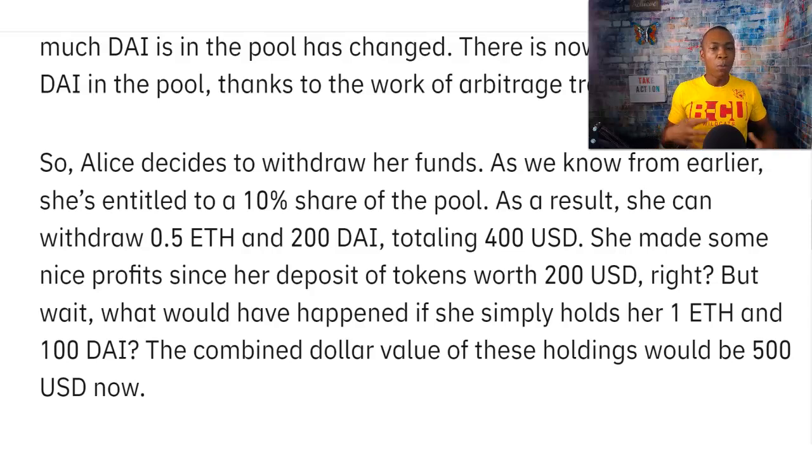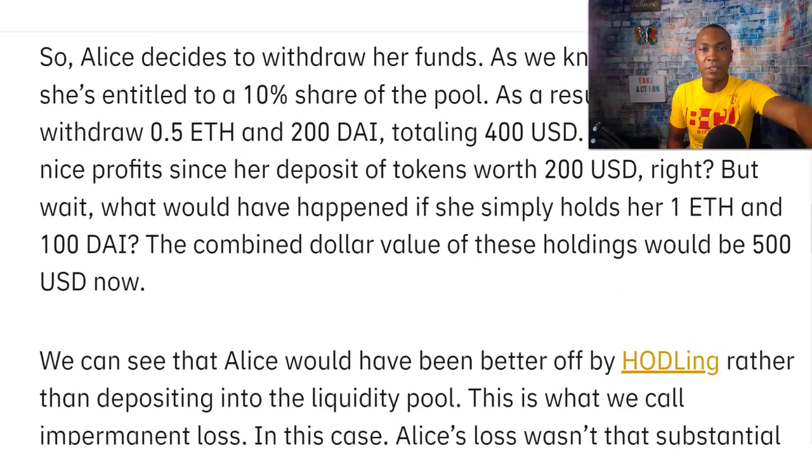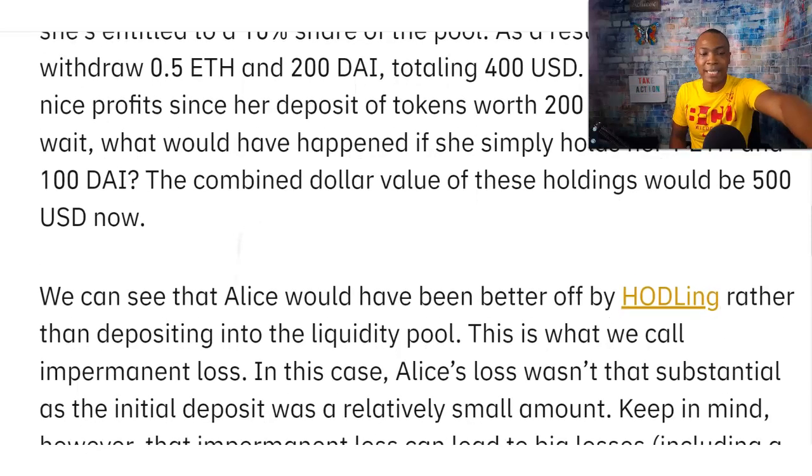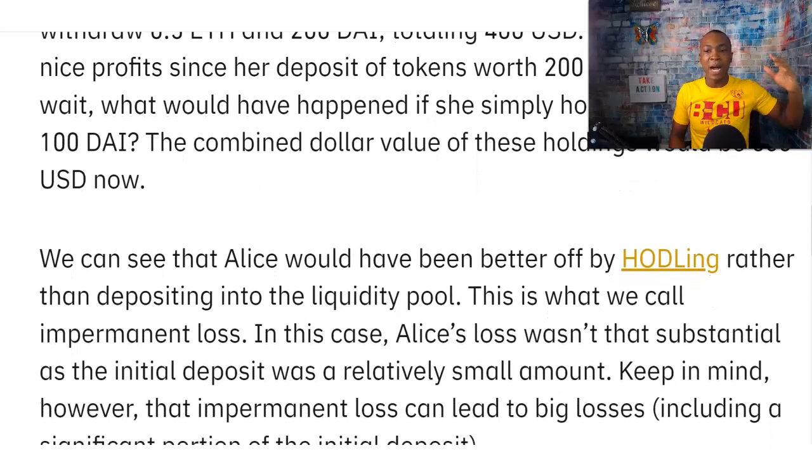But wait, what would have happened if she simply held her 1 Ethereum and 100 DAI from earlier? The combined dollar value of these holdings would be 500 USD now. She just would have waited. We can see that Alice would have been better off by hodling rather than depositing into the liquidity pool. Yes, obviously. This is what we call impermanent loss.